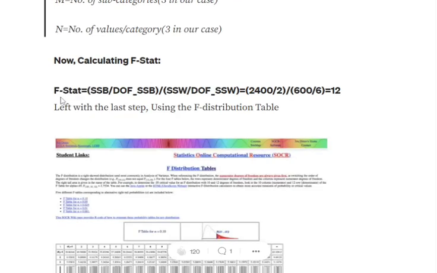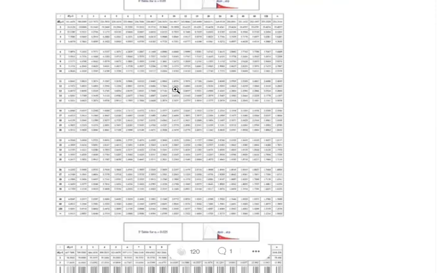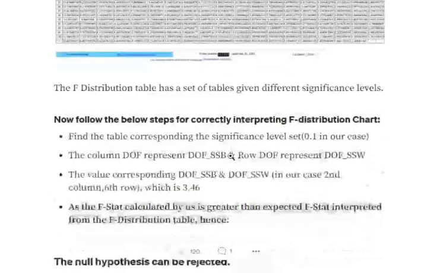Now calculating the F stat. So F stat is nothing but SSB upon degree of freedom of SSB, divided by SSW upon degree of freedom of SSW, giving us 12. So F stat equals 12. Now similar to the Z distribution table, if you have seen in hypothesis testing, we have an F distribution table as well. So if you remember, we set up a significance level of 0.1 initially. So if you look into this table, you will get the value for the expected F stat. Now if the F stat calculated by us is greater than the expected F stat given in this particular table, we can reject the null hypothesis.